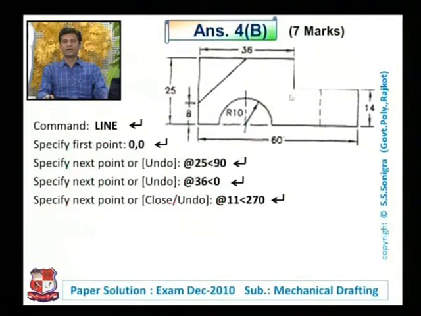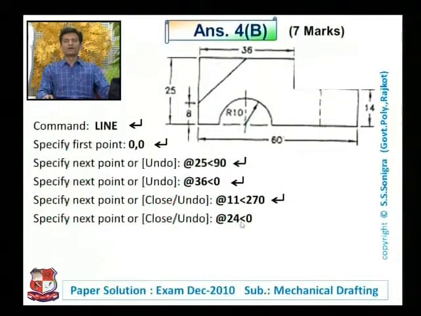Now how to draw this line? For that we need to know the coordinate of the end point or the length of this line. The total length is 60 and this length is 36, hence this would be 60 minus 36, which is 24. So the next command would be @24<0, which means it will draw this horizontal line, a 24 millimeter long line at an angle of 0 degree.